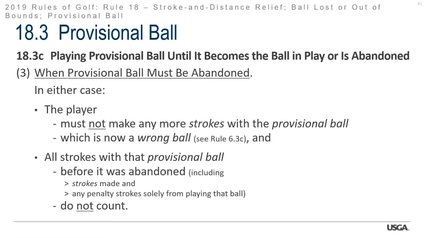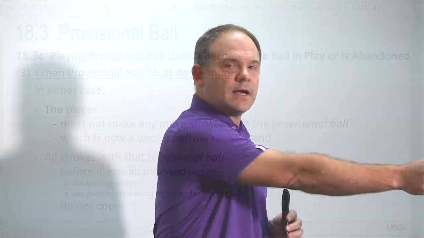All strokes made with that provisional ball before it was abandoned, including any strokes made and penalty strokes made from that ball, do not count. So if you had played a provisional and just happened to top it along the way the whole time, each one of those strokes is going to go away. We're not going to count those at any point, or any penalty strokes that you may have incurred from solely playing that provisional ball. Now, if you played a wrong ball in that situation thinking it was your provisional ball, you're still going to retain that wrong ball penalty because that is not solely from playing the provisional ball, even though you thought it might have been your provisional ball. Playing a wrong ball is playing a wrong ball, and it applies to all golf balls in or possibly becoming in play.